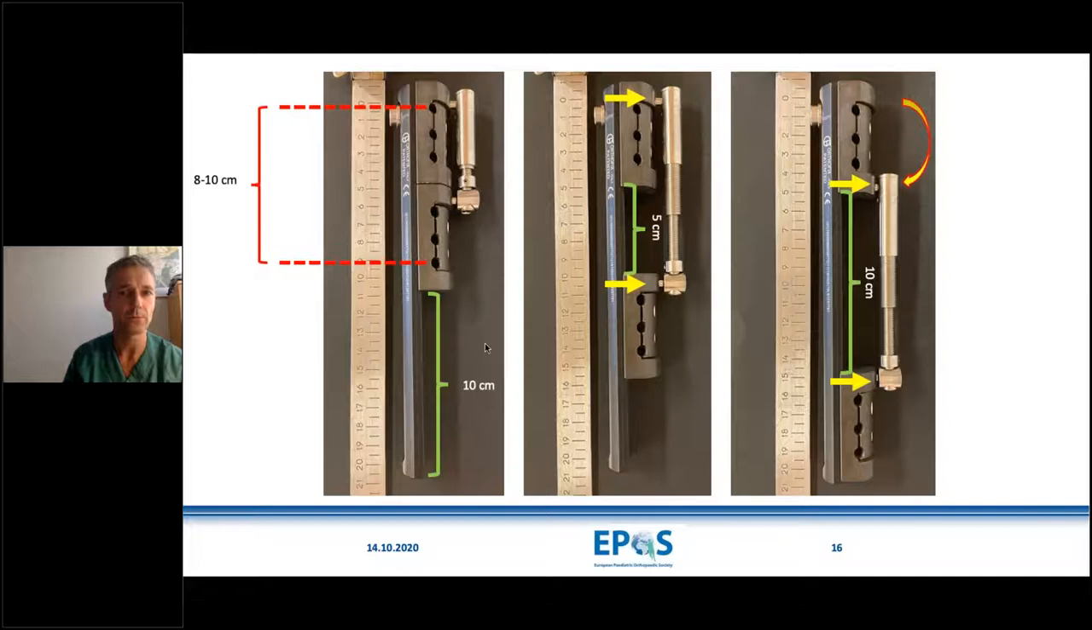We use the Autofix mini rail, which allows, with the rail you can see on these pictures, to lengthen 10 centimeters. But be aware, after 5 centimeters of lengthening, you have to reattach the lengthening device indicated by the yellow arrow. So then you just switch the hole to a more distal hole on the proximal clamp of the fixator. But you have to schedule your patients in order to make sure you change the position in time so the patient can continue lengthening.